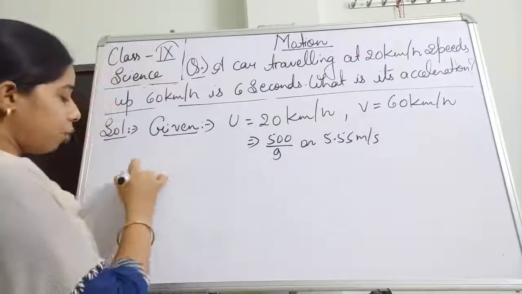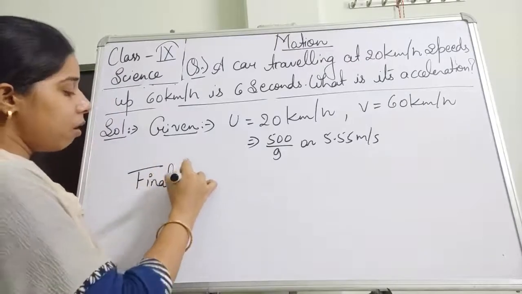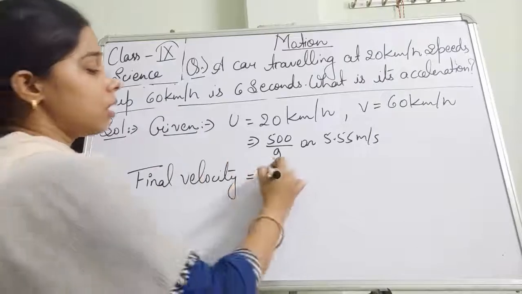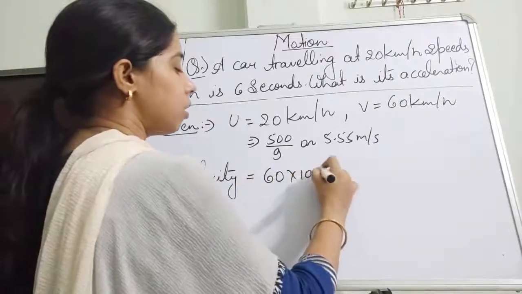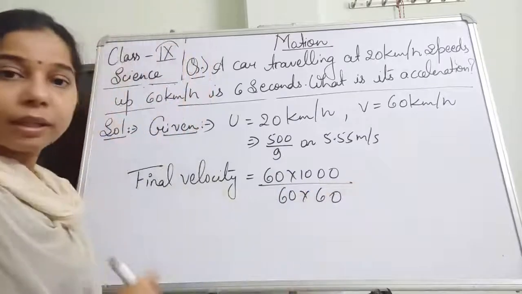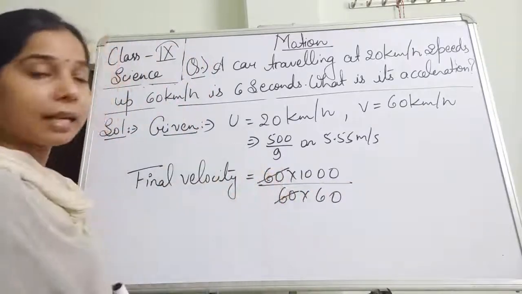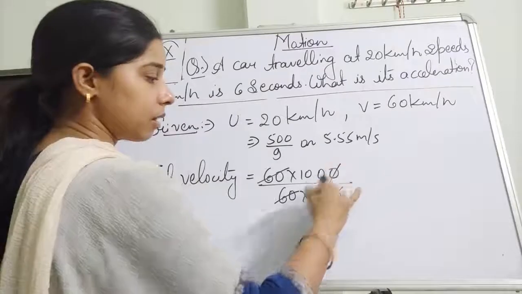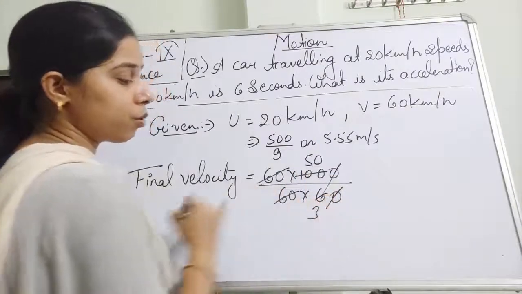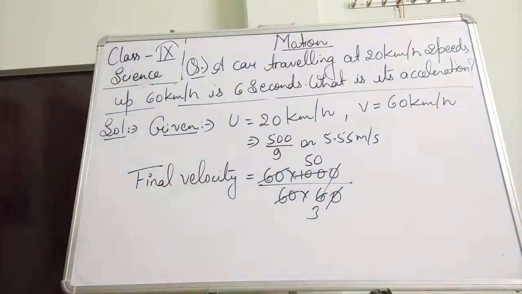Now let us try to find the value of the final velocity in meter per second. Again here students, 60 into 1000 upon 60 into 60. It's quite easy because this 60 will cancel each other. Ultimately this 50 and this 3 will remain. This will be equal to 50 upon 3.